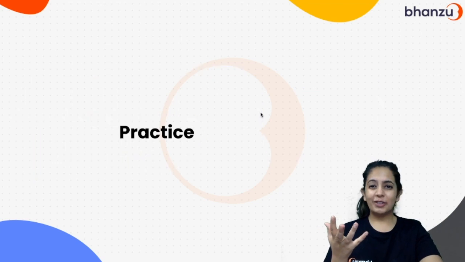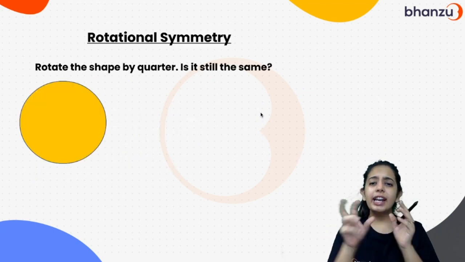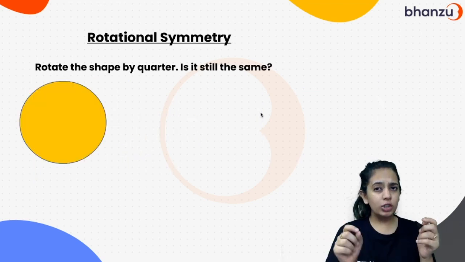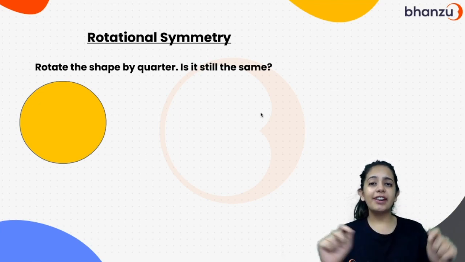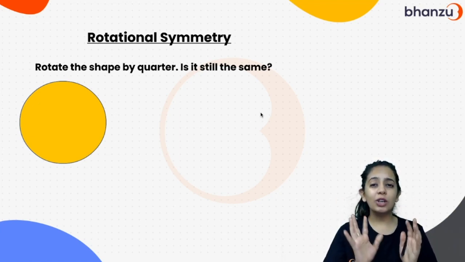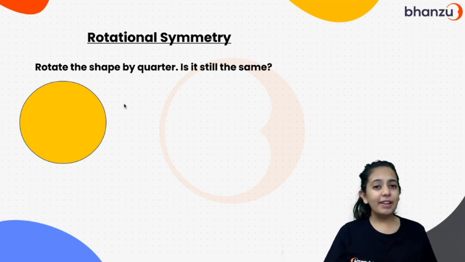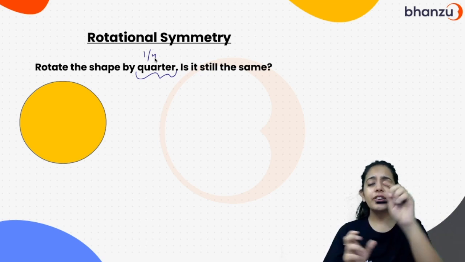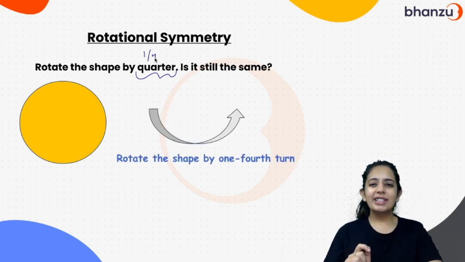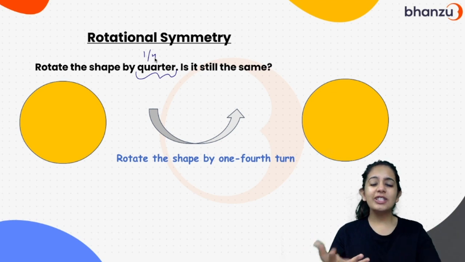Now let's practice a few questions, and the question is this. Rotate this shape by a quarter and tell me, will it still look the same? Quickly make it on a sheet of paper and try to rotate the shape by just 1/4. Not the 4 turns, no, just one turn out of the 4 turns. You remember, right? What is quarter? Quarter means 1/4 turn. So that means out of the 4 turns, you just rotate it one time. So it is going to look exactly the same, right? So in a circle also, we can see the rotational symmetry.